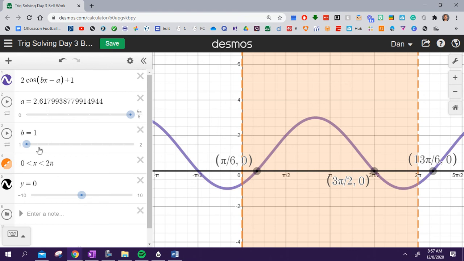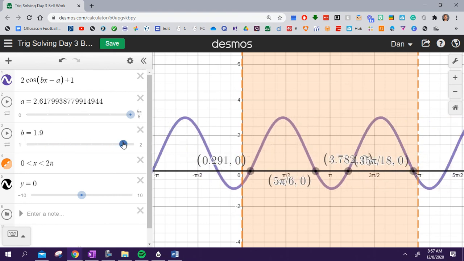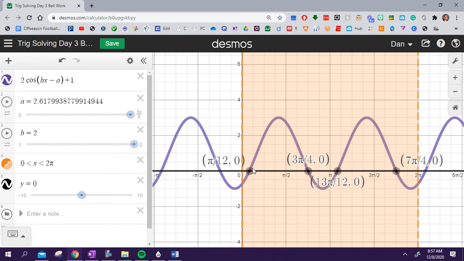Then I've got this b value, the number in front of my x. It was 1, but as I make it 2, it's going faster and faster. When it goes faster, now I've got more answers. Not only do I have this pi over 12, but 3 pi over 4, 13 pi over 12, and 7 pi over 4. We shifted and then sped it up. That's why I'm getting the answers I'm getting.